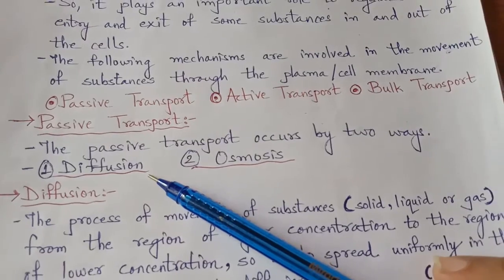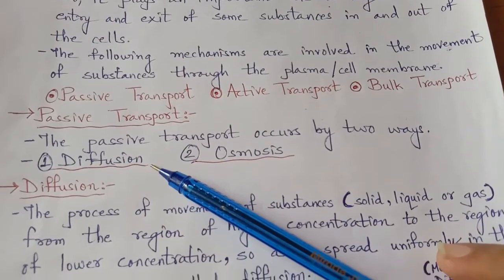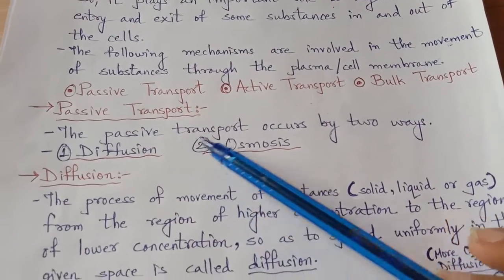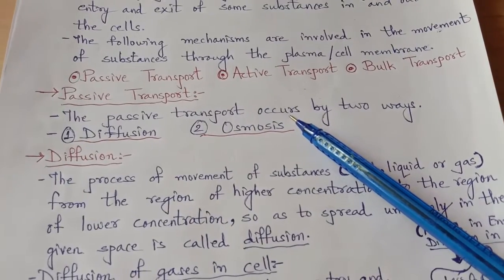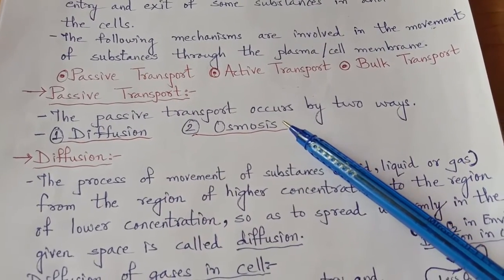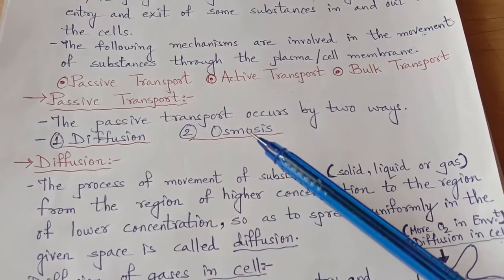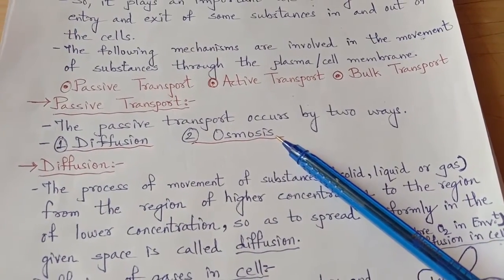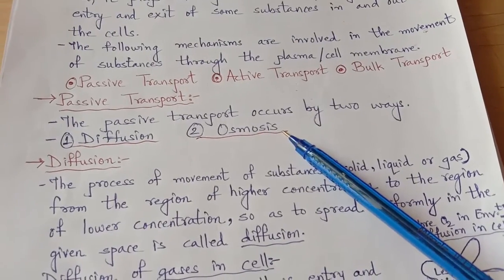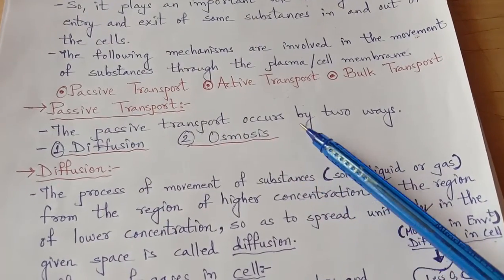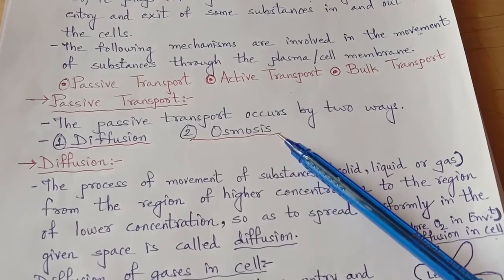Right? So one of the processes of passive transport is diffusion and one is osmosis. Osmosis is also a process like diffusion where the passage of substance from cell to environment and environment to cell takes place.